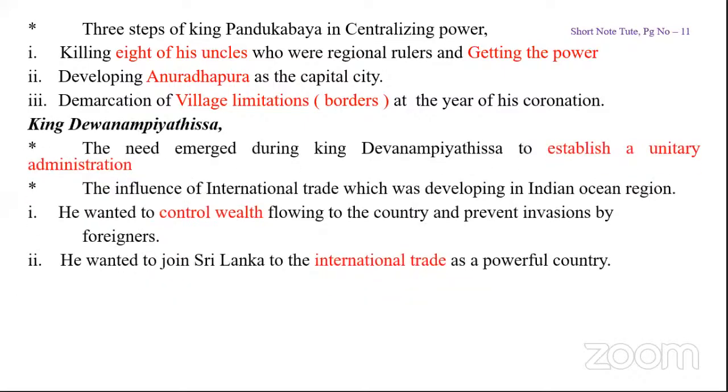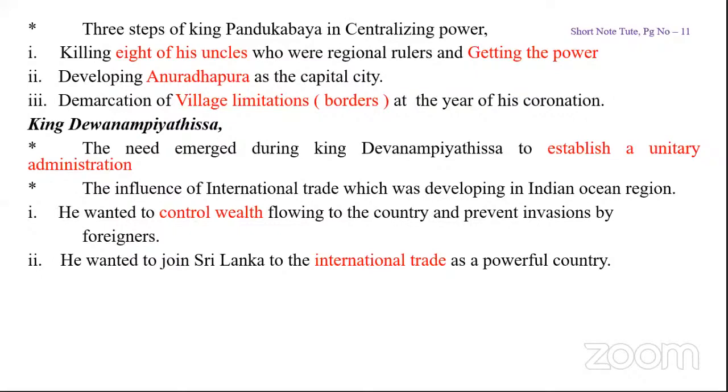The second person who had taken the baton of developing kingship was Devanapiyatissa. So what did he do? He did the establishment of a unitary administration. So what's the unitary administration? The entire country was ruled under one king. So that is known as unitary administration. That process had been done by King Devanapiyatissa.